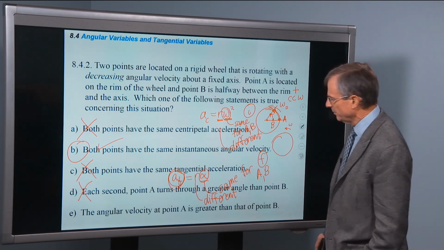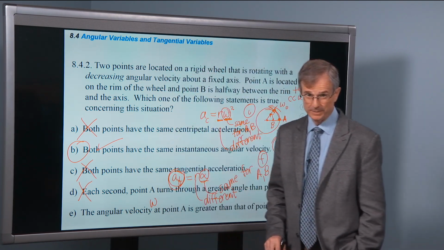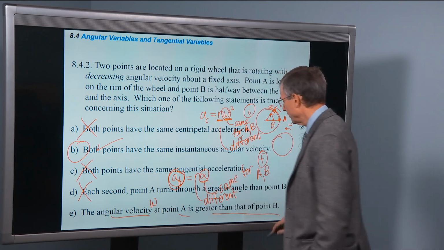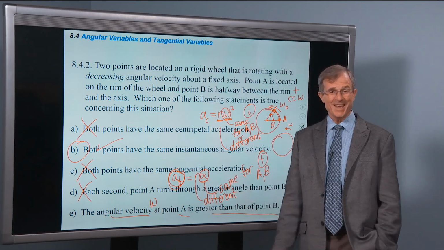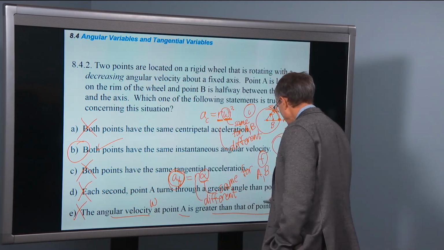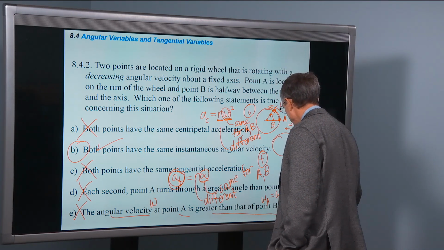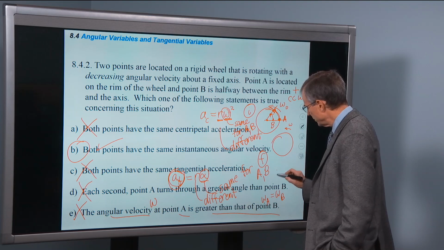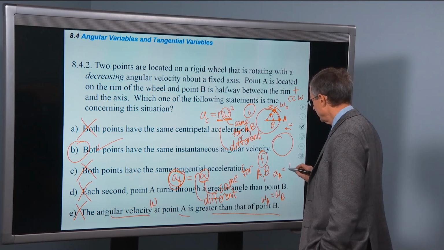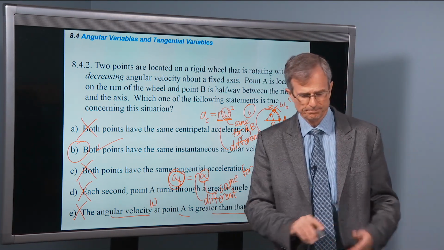And then finally, the angular velocity at point A is greater than that of point B. So the angular velocity is omega. Is that angular velocity at point A greater than that of point B? And you say, well, no, they're the same. And you're right. The angular velocity at point A is the same as the angular velocity at point B. Same holds true with the angular acceleration. Angular acceleration at point A always is the same as the angular acceleration at point B that's halfway in.